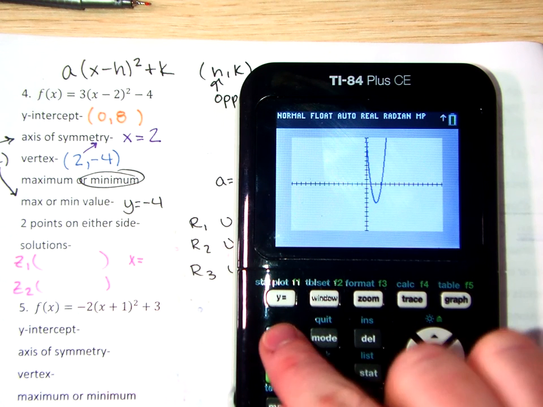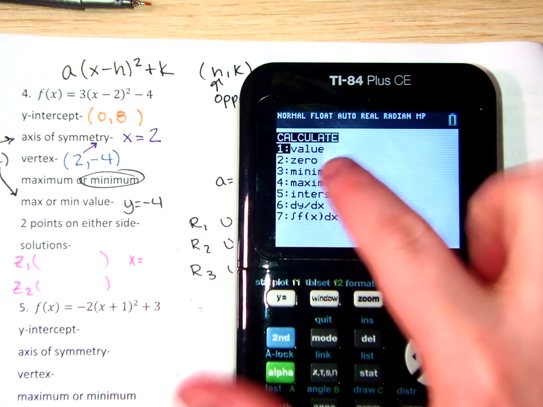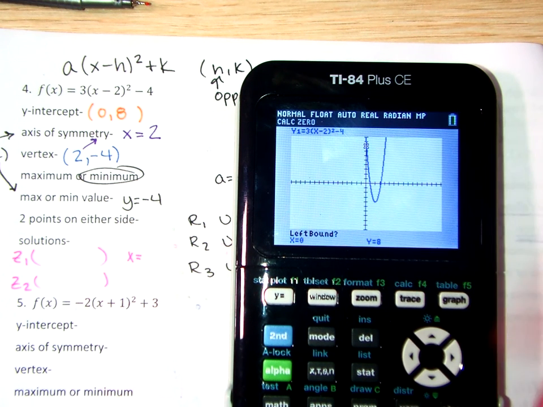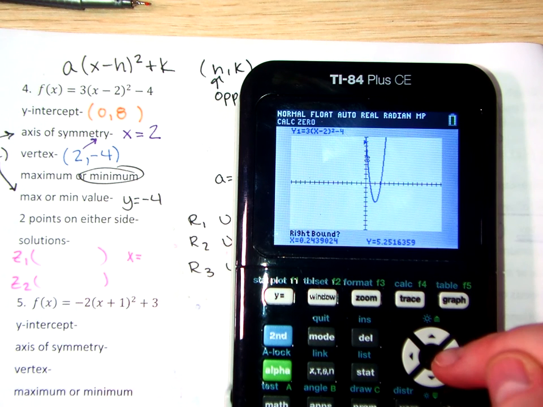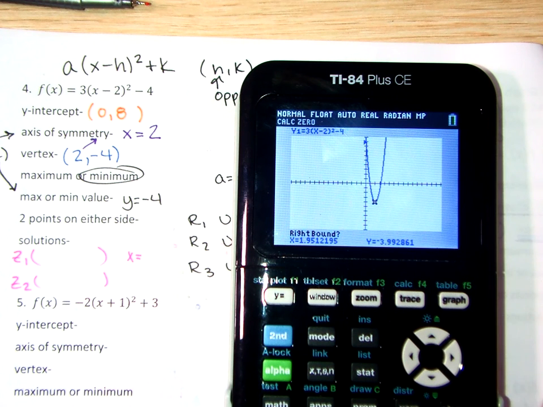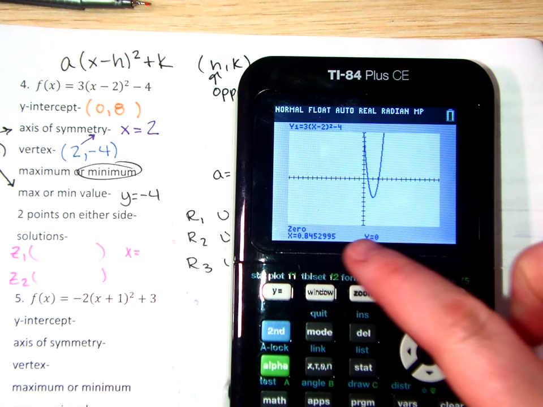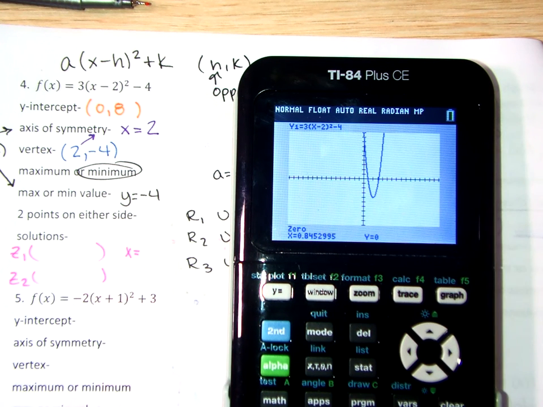So here's the biggest thing. When you do this, you're going to go second, calc. We're going to calculate out a zero. We're going to be on the left side of this first zero. I'm going to hit enter. And then I'm going to arrow over to the right side of this first zero, where my vertex is, and hit enter. My zero is a value in between. Enter. So my zero is at 0.85.